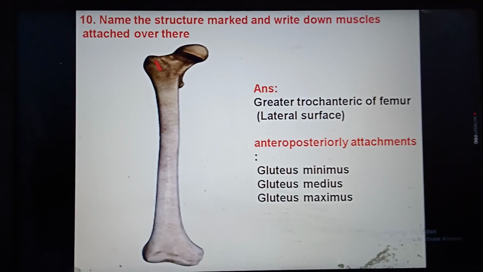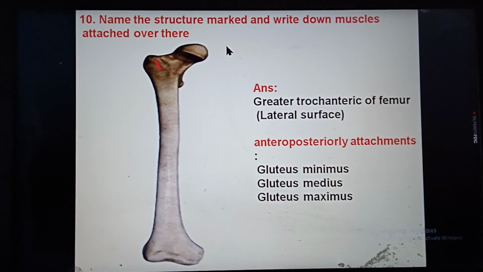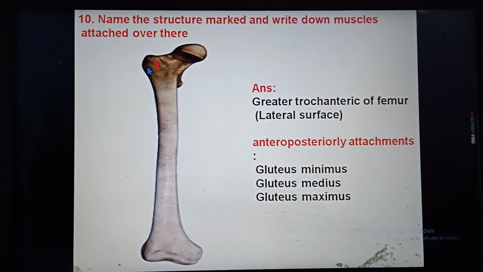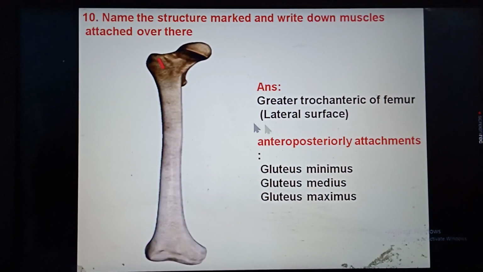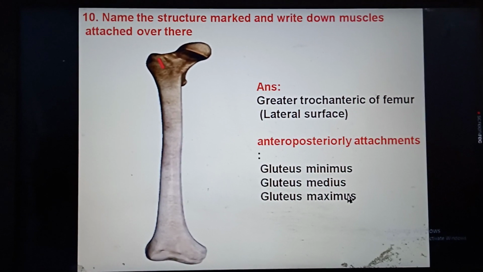Name the structure marked and write down the muscles attached there. This is the greater trochanter of the femur, and here is the lateral surface. Antero-posteriorly the attachments are gluteus minimus, gluteus medius and gluteus maximus.